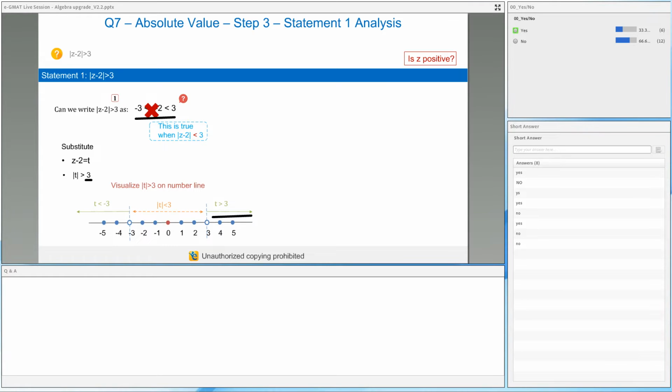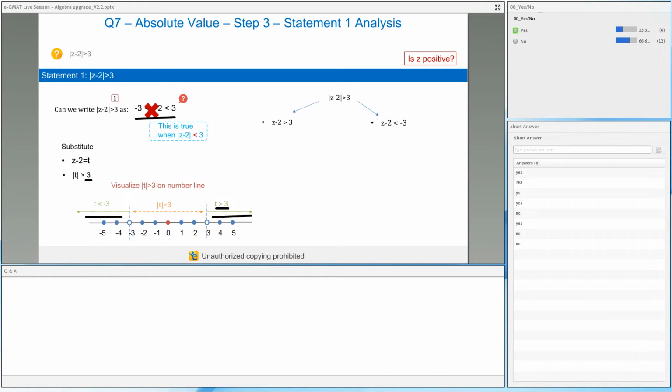That means I'm looking beyond 3, because once I put values like 4, 5, 6 and so on, I'll get values which are positive and greater than 3. Once I move to -4, -5, -6, and so on, and put these in the mod, I'll get values which are greater than 3. Between -3 to +3, you'll have values where mod of T is less than 3. So I hope this is perfectly clear. So now I know these are the two ranges.